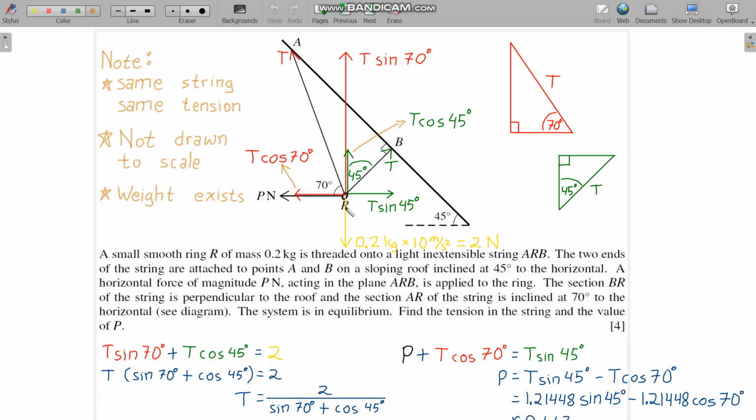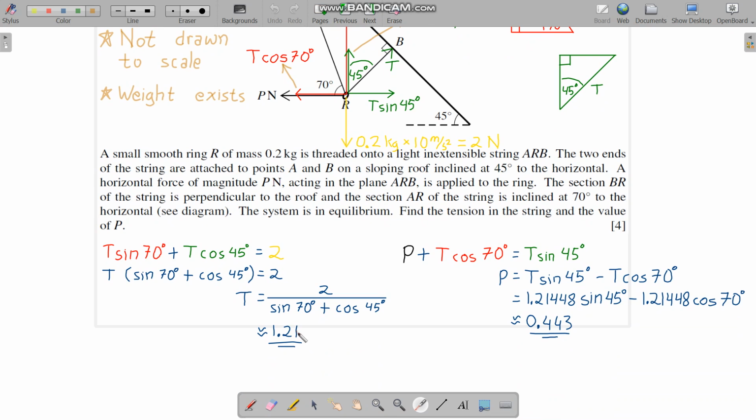Now the total force upwards, T sine plus T cos, equals the total force downwards, which is 2, and the total force to the left, P plus T cos, equals the total force to the right, T sine. We can solve for T and P. Remember to use more decimal places here for the T. If you use only 1.21, you will get 0.442 or 0.441, which is wrong, not accurate. You will lose the accuracy mark.